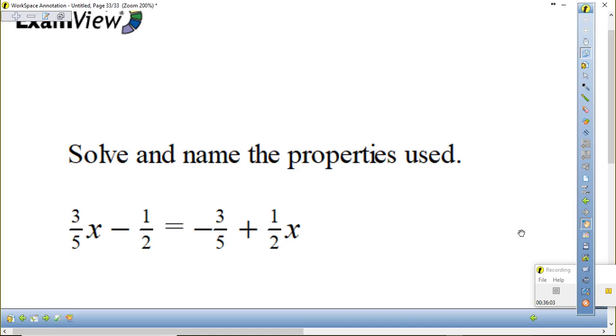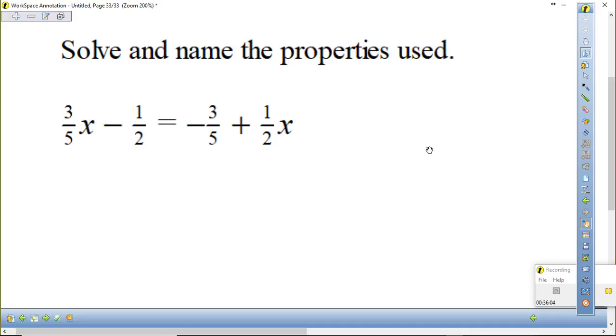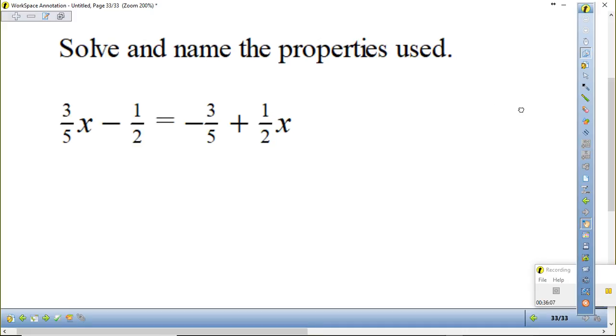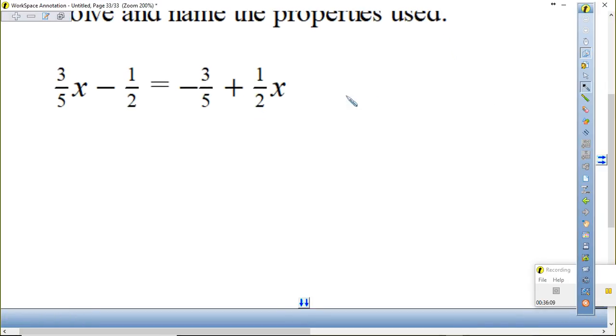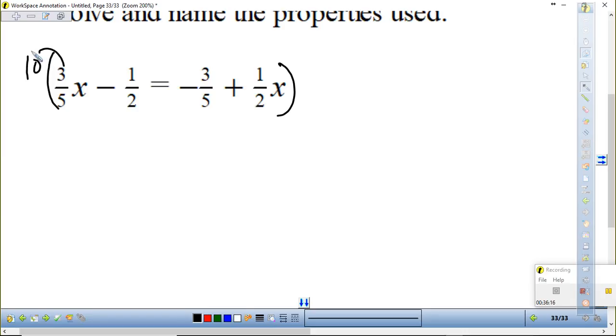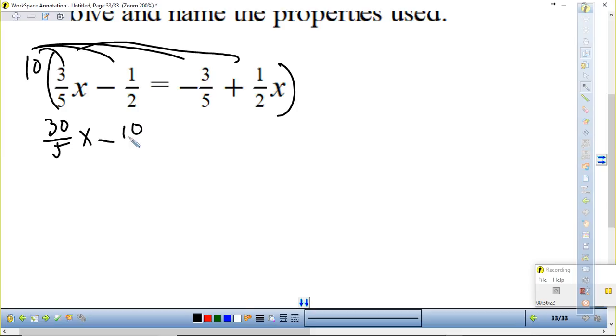Yay, our favorite. Solve and name the properties. Here we go. So, what's our common denominator, everyone? 10. So we multiply everything times 10. Distribute. So we write 30 over 5x minus 10 over 2 equals negative 30. Sorry, I almost missed that negative. Negative 30 over 5 plus 10 over 2x.